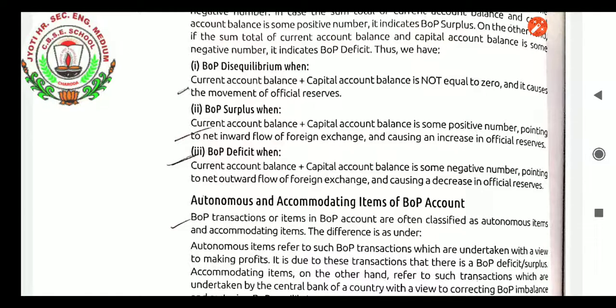Balance of payment surplus is when current account balance plus capital account balance is some positive number, pointing to net inward flow of foreign exchange and causing an increase in official reserves. Balance of payment deficit is when current account balance plus capital account balance is some negative number, pointing to net outward flow of foreign exchange and causing a decrease in official reserves.